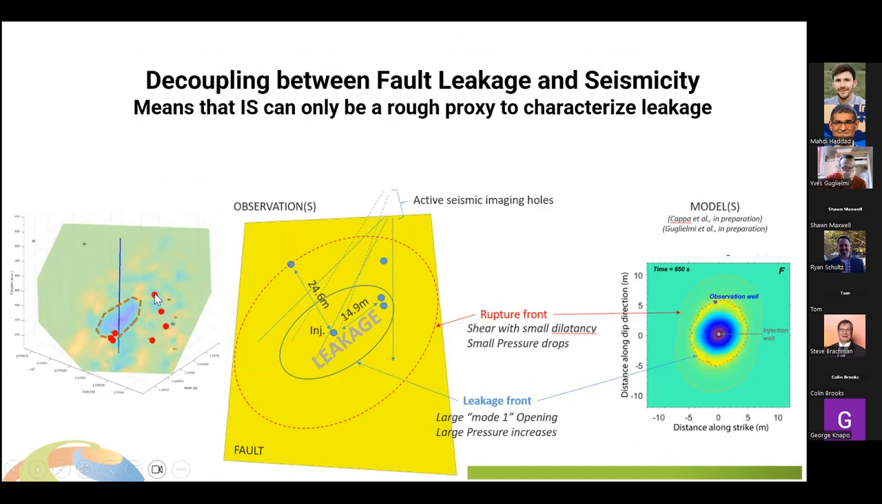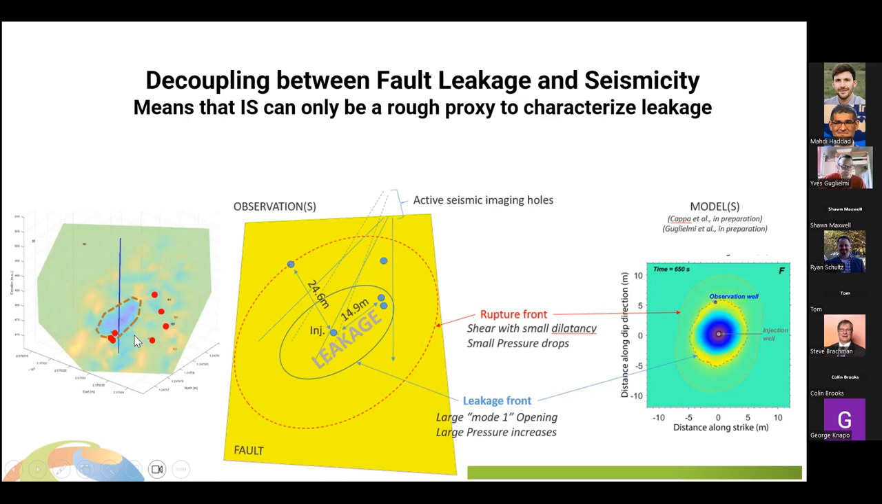And the red points are the earthquakes that we could localize. We could not localize all the earthquakes, but at least some of them. And I think it's quite clear that most of them are outside the blue patch. So if we consider, as I said before, that the blue patch is where the leakage is occurring, it means that the earthquakes are outside the leakage patch. But where are they then?